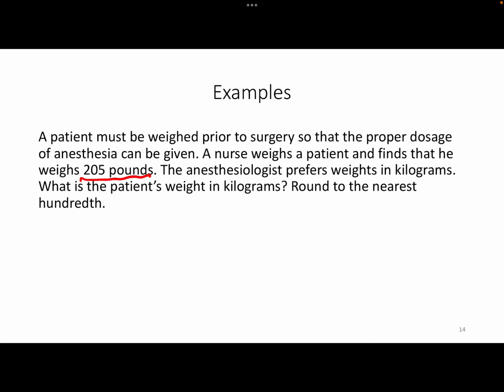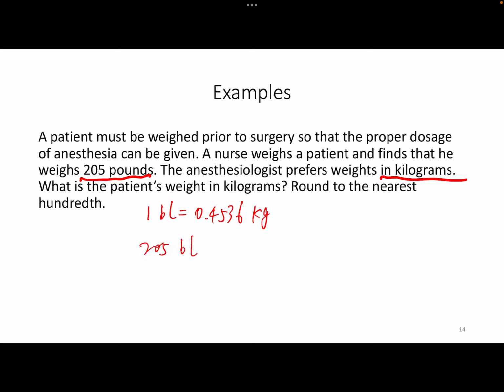So again, we talk about two different units, right? One in pounds, one in kilograms. And the question asks you what is the patient's weight in kilograms and asks you to round to the nearest hundredths. So between pounds and a kilogram, what's the conversion rate? 1 pound equals 0.4536 kilogram. You can get this from the previous slides.